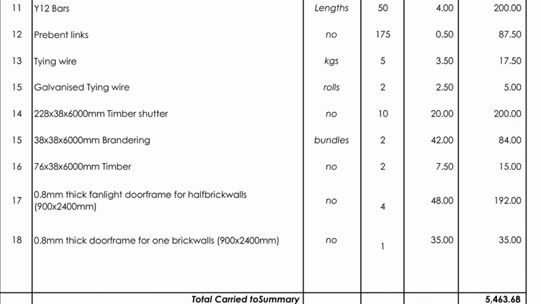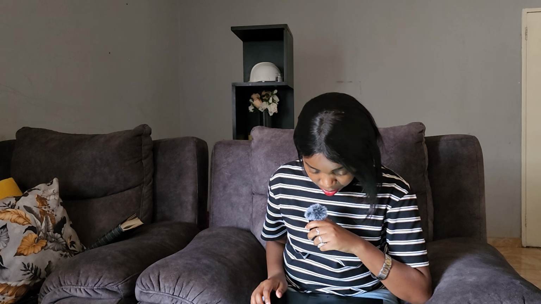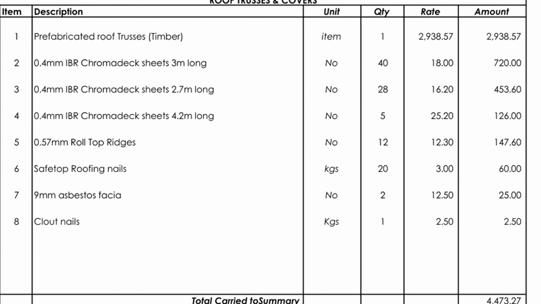All right, moving on to the roofing of this house, let us have a look at the trusses and the roofing sheets, how much is needed for this stage. Okay, so for this stage we are looking at 4,473 US dollars. So let me just attach it on the screen so that you can see the things that are involved on the stage.